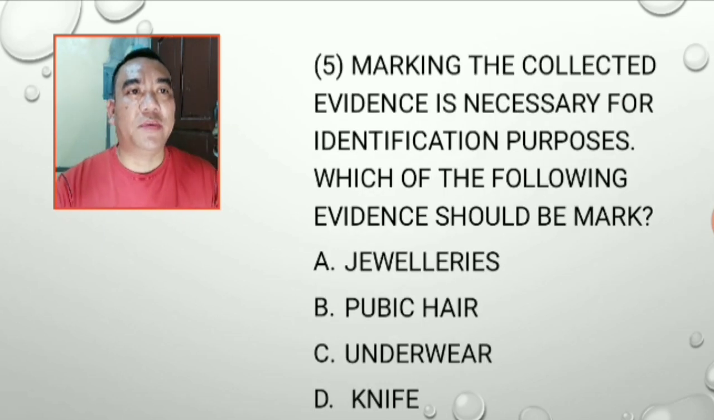Marking the collected evidence is necessary for identification purposes. Which of the following evidence should be marked? A. Jewelleries. B. Pubic hair. C. Underwear. Or letter D. Knife. Number 6.